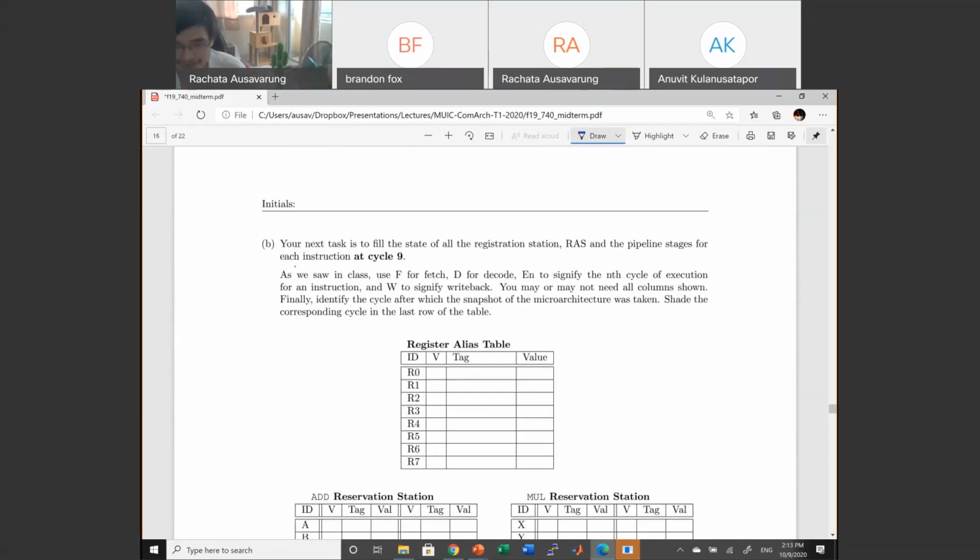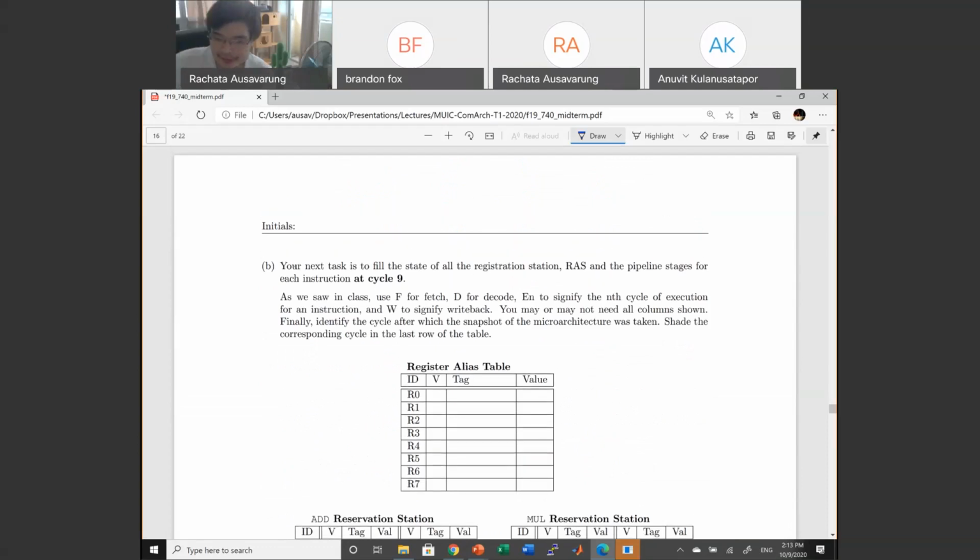The second part is basically this. Your next task is to fill in the state of all the reservation station, RAS, which is the register aliasing table, and the pipeline stages when you are running at cycle number 9.